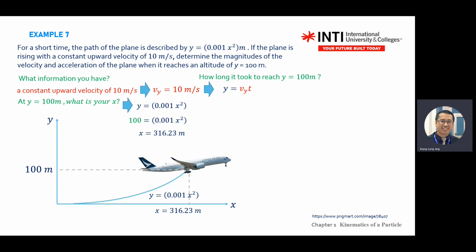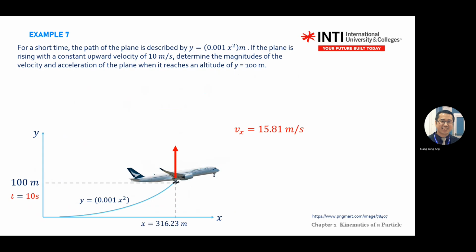Your Vy is 10. You have your y position, right? It asks you to find y at 100. So you have your y, you have your Vy, you can find your t. So the answer is how many seconds? t equals 10 seconds. So you know your time, and you know your Vy.